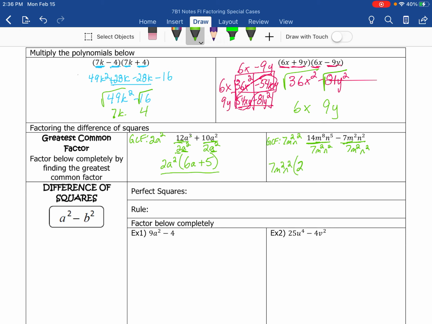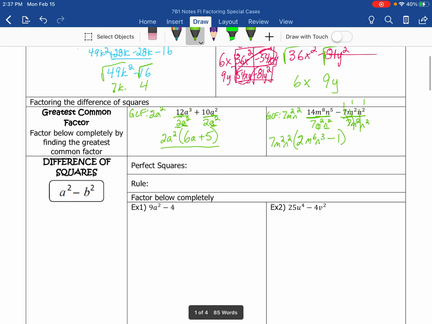And so what I'm left with is 2. So I put my 7, m squared, n squared on the outside. 7 goes into 14 2 times. M squared and m to the 8th, well, I'm dividing out 2m squared, so I'm left with m to the 6th. I am taking 2 n's from n to the 5th, so I'm left with n cubed. Okay, the 7's divide out to be 1. You can write the 1 if you want. The m's divide out to be 1. And the n squareds divide out to be 1, so I'm just left with 1.